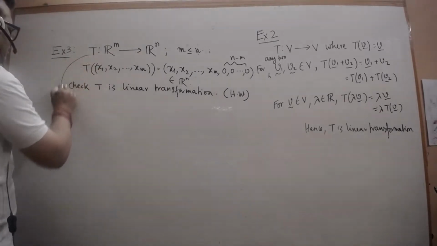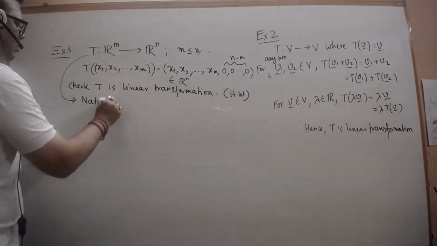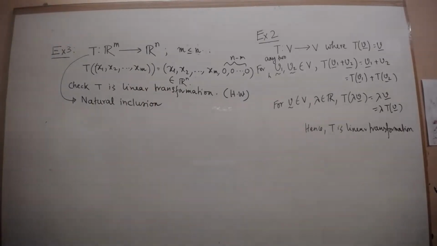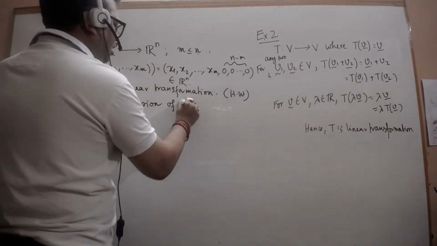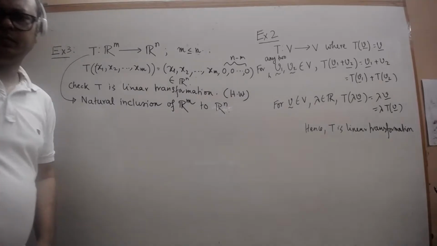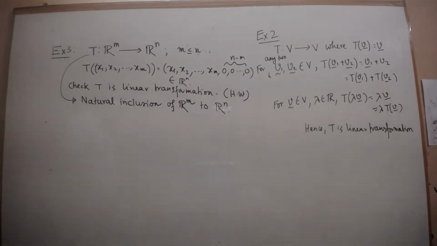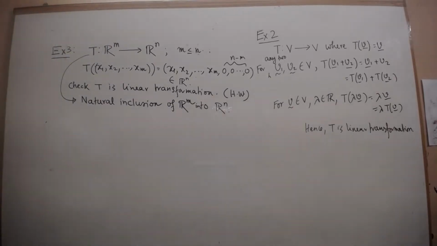This is called natural inclusion of Rm into Rn. Okay. Next example.